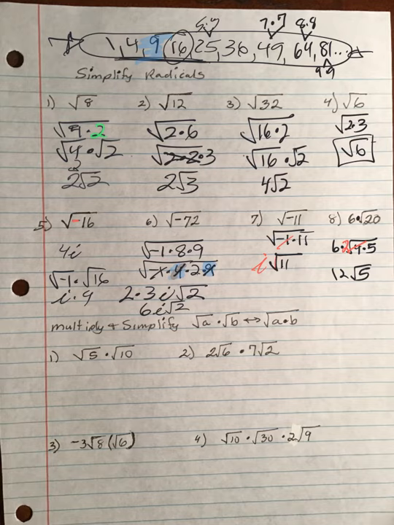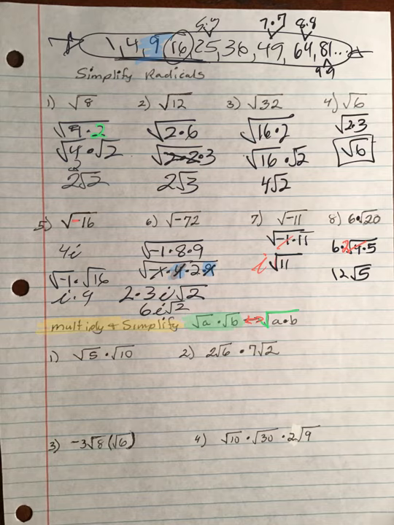Okay, multiplying. So now I want to look at multiplying. When you're multiplying radicals, there is a rule. The rule says that if you have the square root of a times the square root of b, you can rewrite them all underneath one square root symbol. So you can put them all underneath one radical symbol, and vice versa. So it goes both directions. So we're going to use that rule for problem number 1.